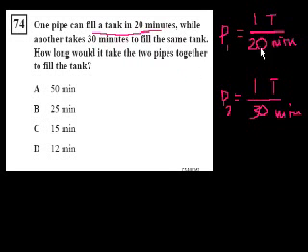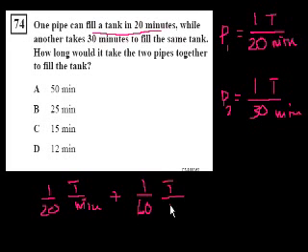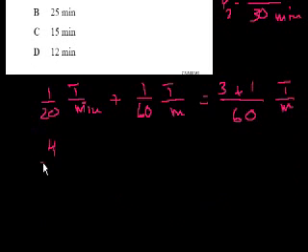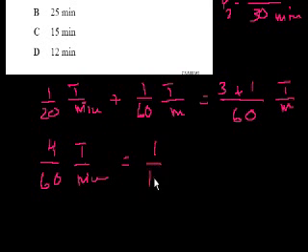Their combined rate is just both of these, right? If you have both pipes going in, you're going to have 1/20th tank per minute plus 1/30th tank per minute. The common denominator is 60. So that's 3/60 plus 2/60. It's just adding fractions. So that equals 5/60 tanks per minute, which is 1 over 12 tanks per minute.